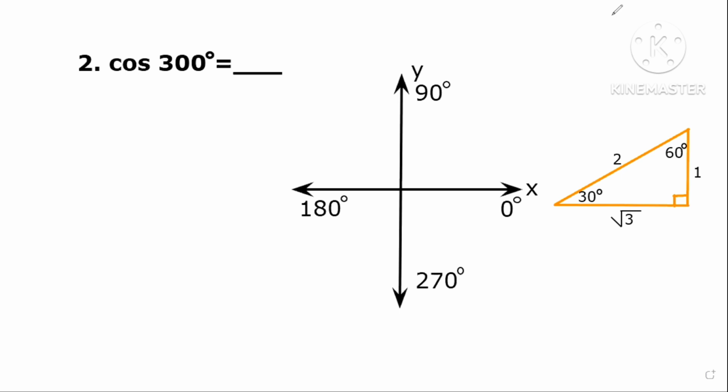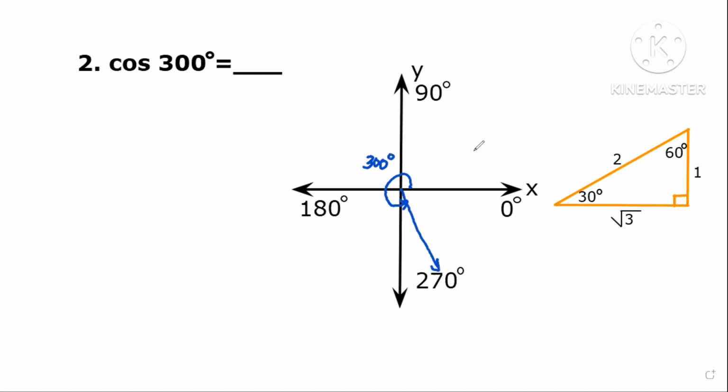Okay, let's go to number 2. What is cosine of 300? No? So again, let us locate 300 degrees. Where is 300 degrees in our coordinate system? If this is 270, then 300 degrees must be somewhere here in the fourth quadrant. Di po ba? Mag-a-add lang ulit tayo ng 30 degrees. So 300 degrees is from this point up to this point. Yan po ang ating 300 degrees. And where is the reference angle?